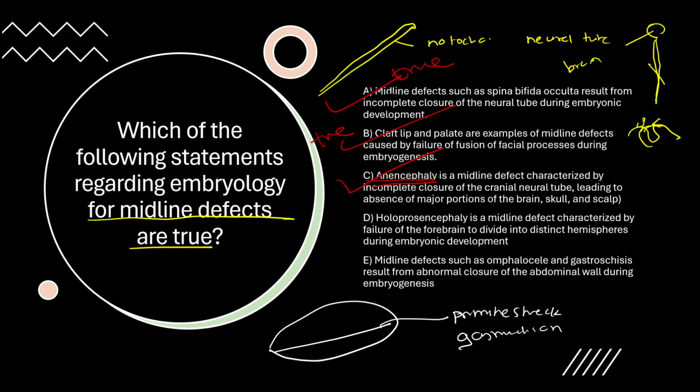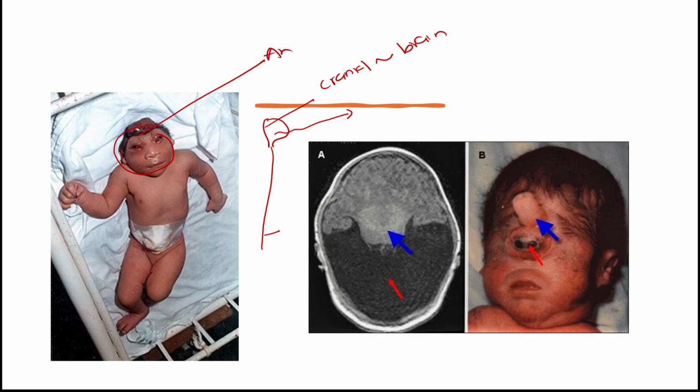Holoprosencephaly is a midline defect characterized by failure of the forebrain to divide into distinct hemispheres during embryonic development. This is holoprosencephaly. Again, a midline defect that leads to mal-differentiation of the brain, particularly the cerebrum. So you would see that it's not functioning well, and the division into distinct hemispheres requires the neural tube closures. Hence, again, a true statement.